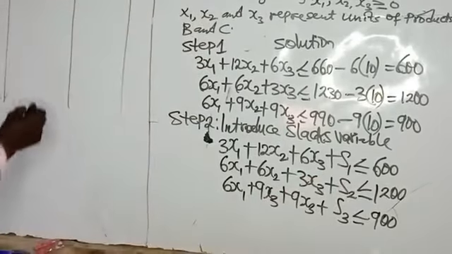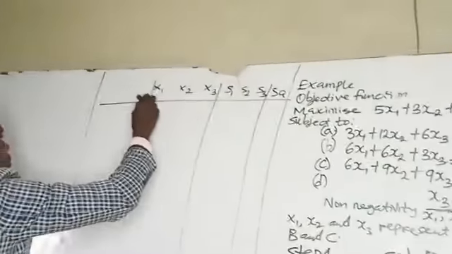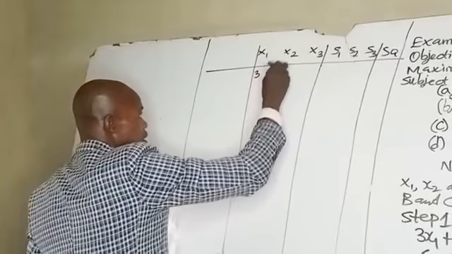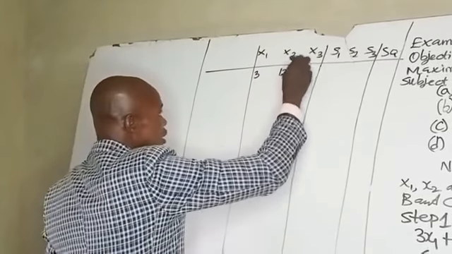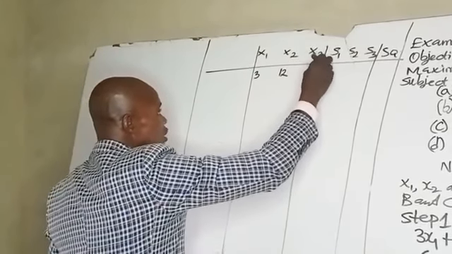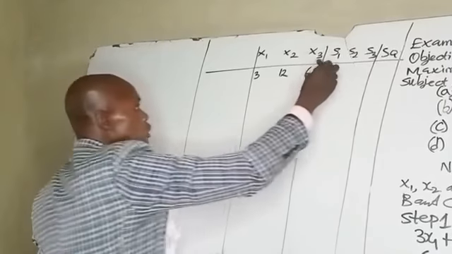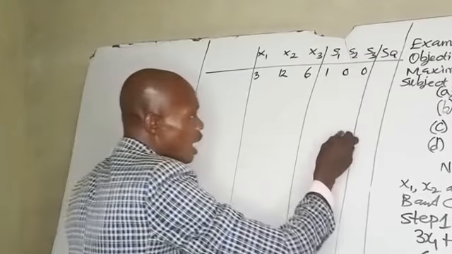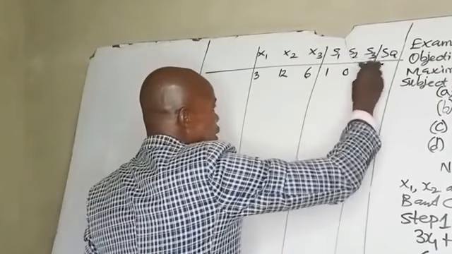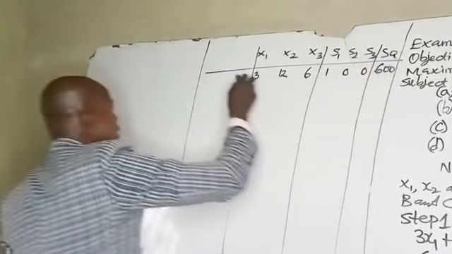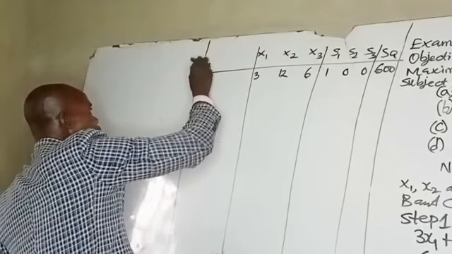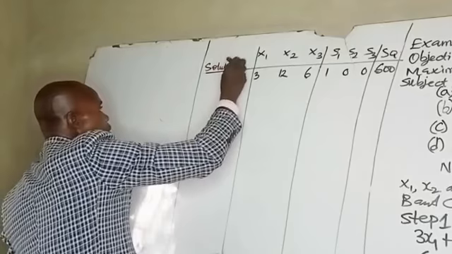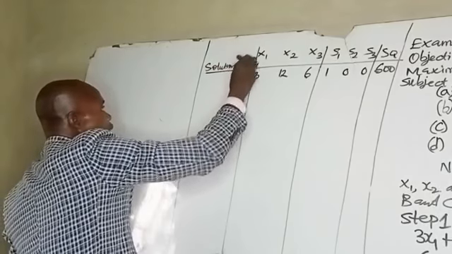So we have 3, 12, then we have 6. We have slack 1. The coefficient of slack 1 is 1. No slack 2, no slack 3. So we have 600. So this is the solution variable. So this is slack 1.